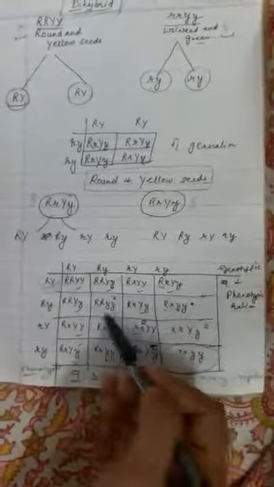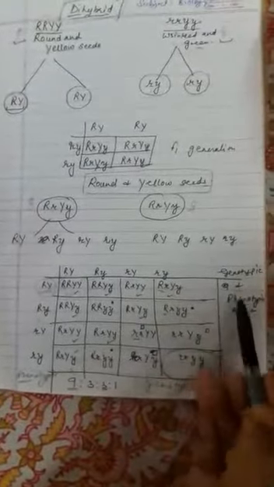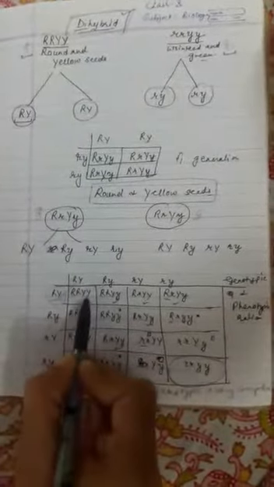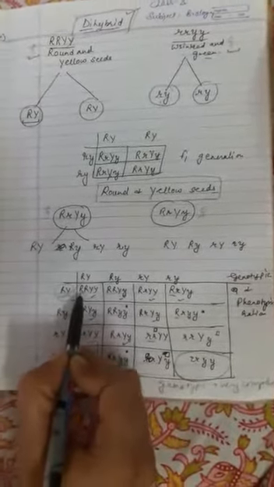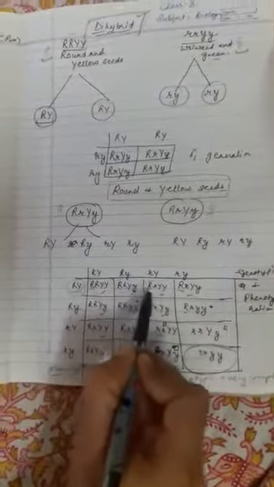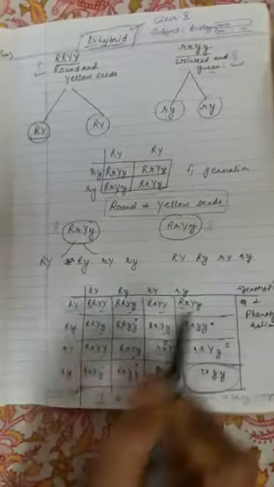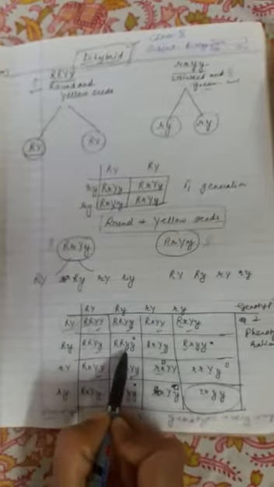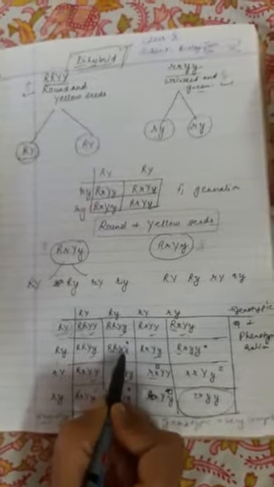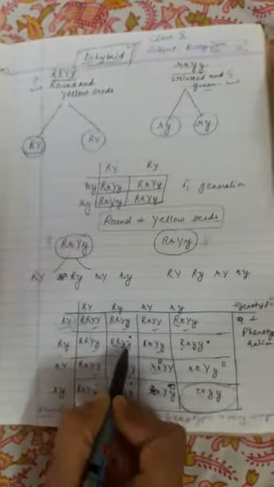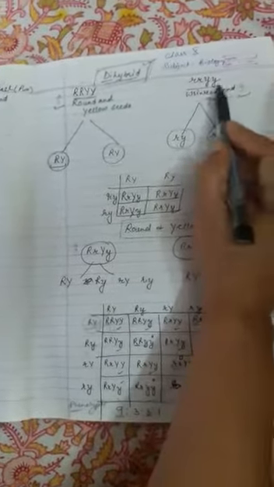When you see all the seeds phenotypically, this type of combination will produce a round and yellow seed. Here also round and yellow, round and yellow, round and yellow. Here also round and yellow. But see here, there is round, R for the round and small y for green, because when two recessive genes are present together, then it is small y, that is, a green seed will be produced.